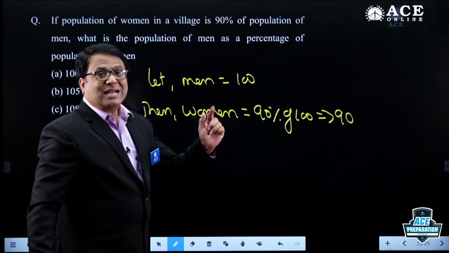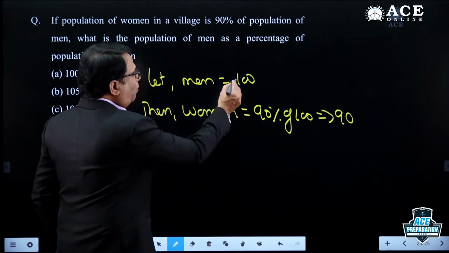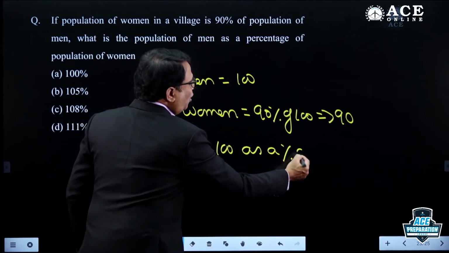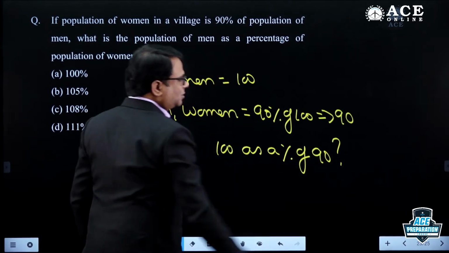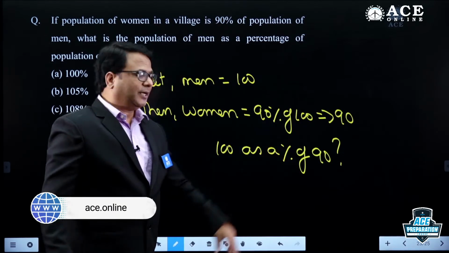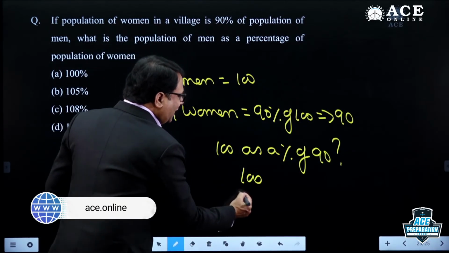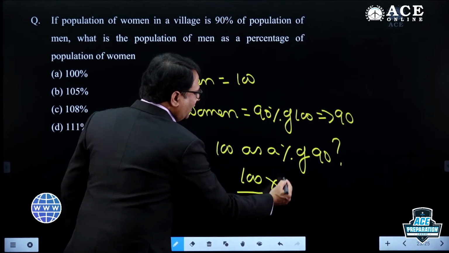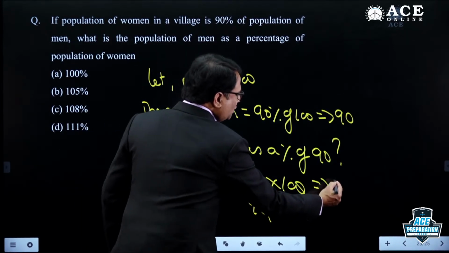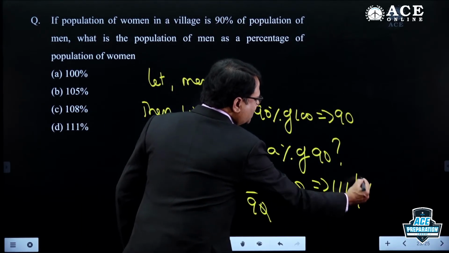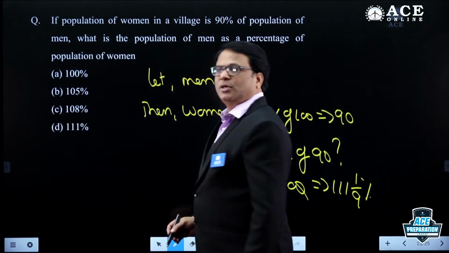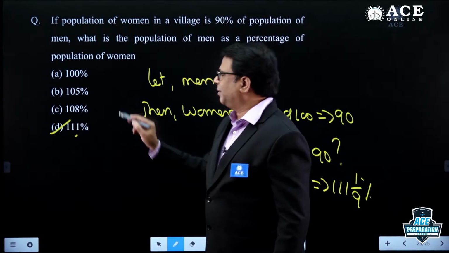Population of men as a percentage of women. That means the population of men is 100. So 100 as a percentage of 90. How much? This is the question. That means 100 is what percentage of 90? So 100 by 90 into 100. Okay, so this will get cancelled. So you will get 111 1/9%. So you can approximately take 111%.